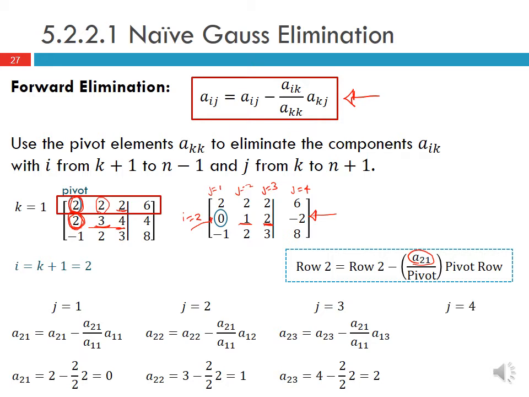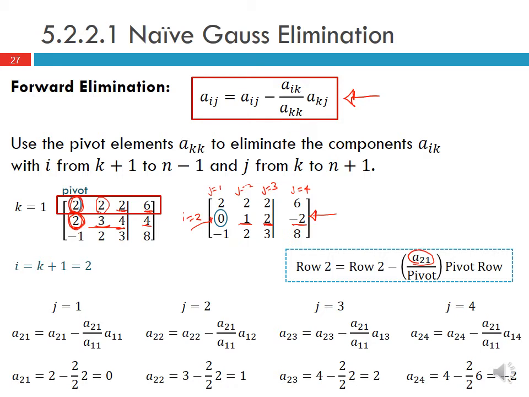And finally, j is equal to 4, so j goes to n plus 1, because we actually also need to update the values in our column that was b. So j goes from k to n plus 1. When j is equal to 4, we get A24 is equal to A24 minus A21 over A11 times A14. We're trying to update this element here. Originally it was 4, and now we're going to get negative 2. So A24 is equal to 4 minus 2 over 2 times 6, where 6 is the element above the one we're interested in, so we get negative 2.